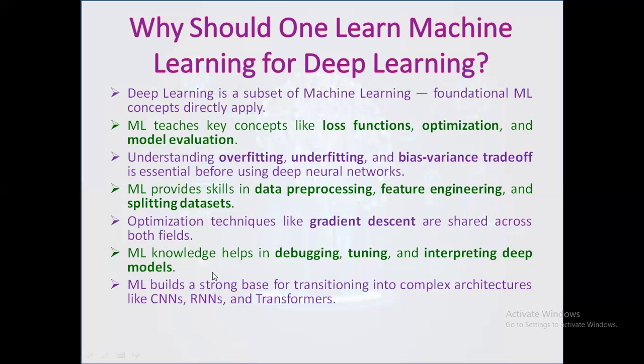Next, machine learning helps you learn how to troubleshoot model errors, adjust model settings called hyperparameters, and understand what the model is doing. These skills become even more important when working with complex deep learning models. The final one is that ML builds a strong base for transitioning into complex architectures like CNNs, RNNs, and transformers. By learning machine learning first, we can develop the basic thinking needed to understand and build advanced deep learning architectures like convolutional neural networks, recurrent neural networks, and transformers. So for these reasons, we should compulsorily learn machine learning techniques for implementing deep learning concepts.